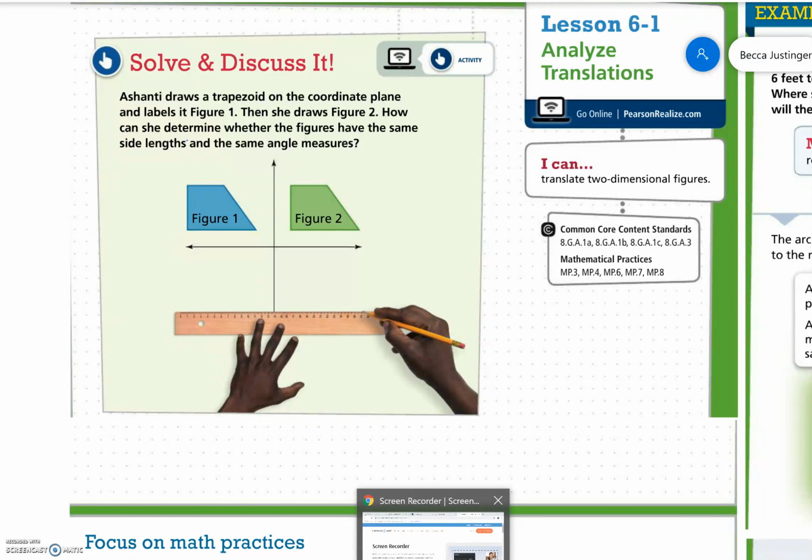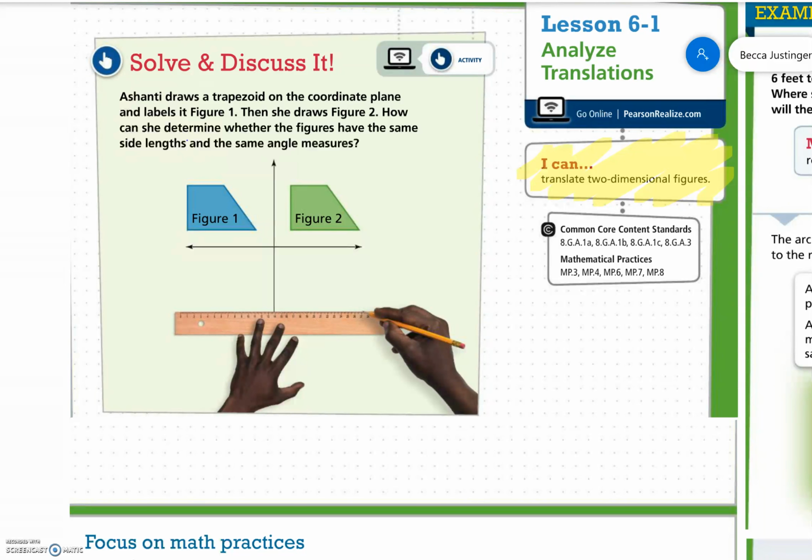Hi, 8th grade. Welcome to your first lesson of Topic 6, Lesson 6.1, Analyze Translations. By the end of the lesson, I want you to be able to say, I can translate two-dimensional figures. Let's solve and discuss it.